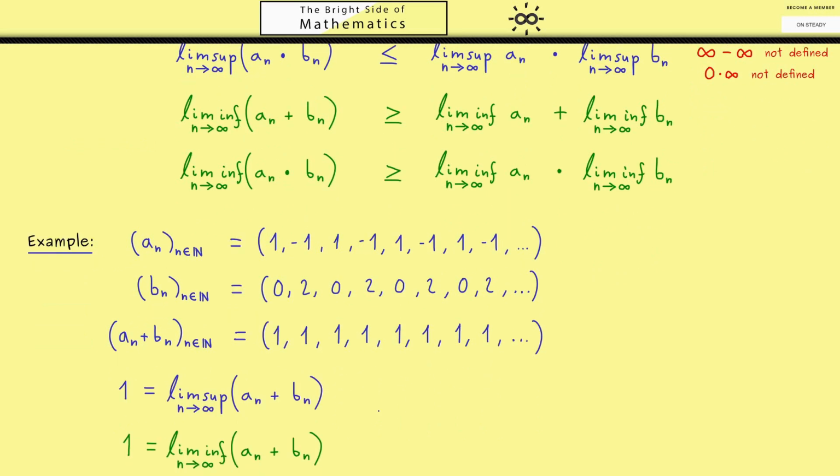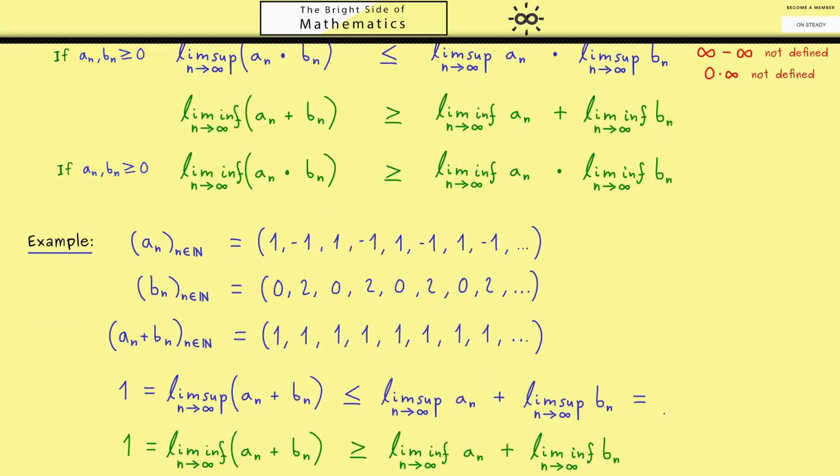And now we know from the properties above that we have inequalities here. Indeed, in this case they are actually strict. Because on the right hand side we have 1 plus 2, which is 3, which is strictly greater than 1. And for the lim_inf we have minus 1 plus 0. So also here strictly less than 1.